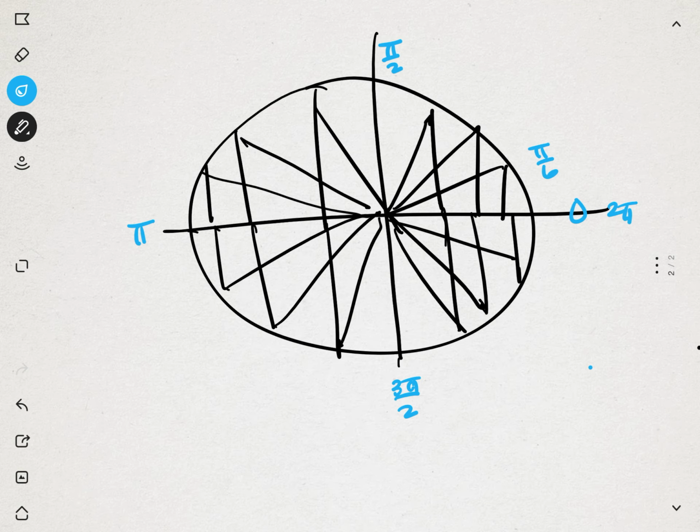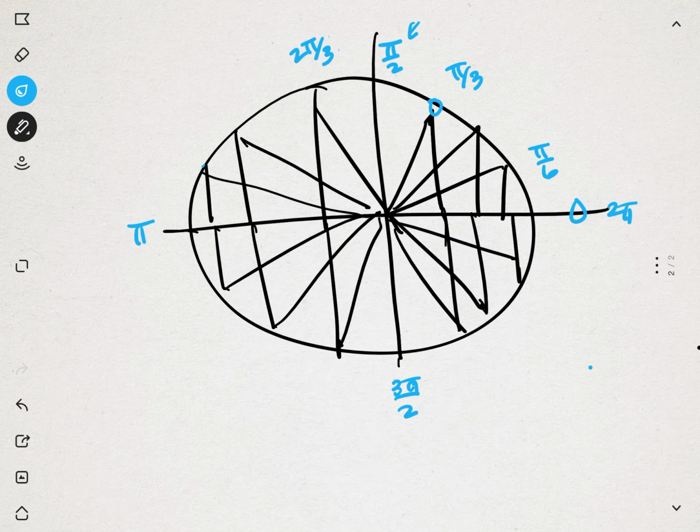So one way to do the radians is to do all the 30, 60, 90s as jumps of pi over 6. So this one would be 2 pi over 6. 2 pi over 6 is the same thing as pi over 3. And then if we jump to the next one, that would be 3 pi over 6, which is pi over 2, half of a pi. Then the next jump would be 4 pi over 6, which reduces to 2 pi over 3.